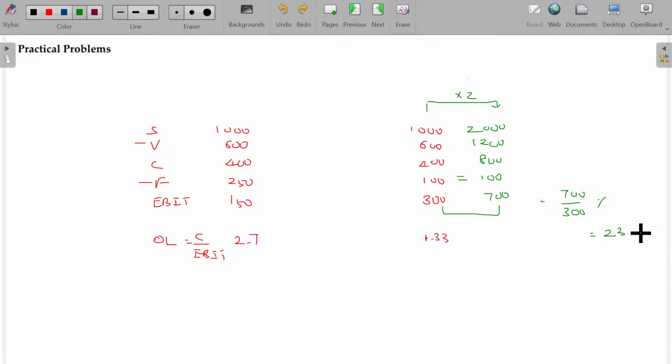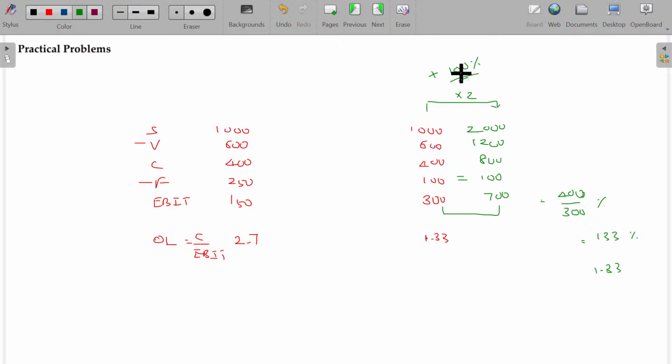233 percentage or 2.33 times. 2.33 times. Is that okay? It means 100% change happens. 100% change. What about this one? 400 increase, right, from the existing one. 133 percentage or 1.33.